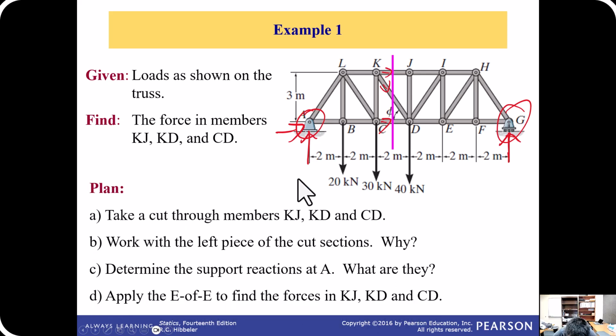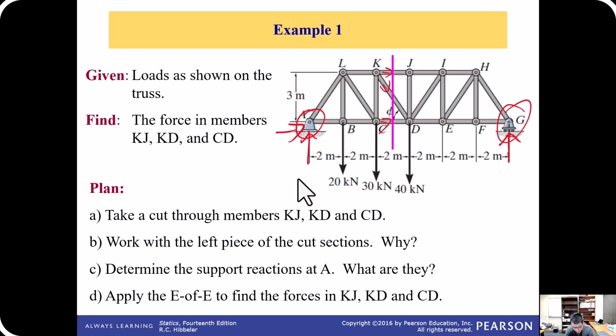After the cut, should we work with the left piece or the right piece? Our principle is always to select the piece with fewer members, so we select the left piece. But for this one, if you select the right piece, it shouldn't be much more complex than the left piece. The answer should always be the same. It doesn't matter if you select right or left; it only matters for the calculation process.